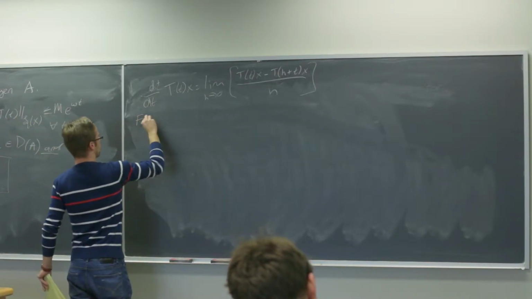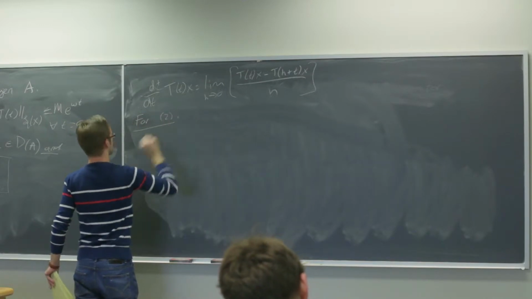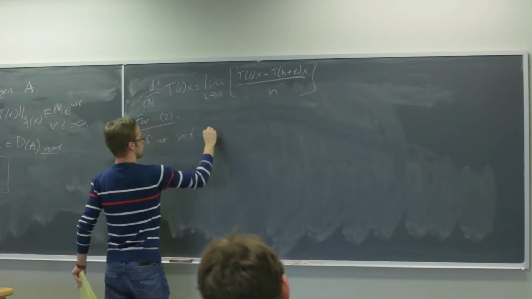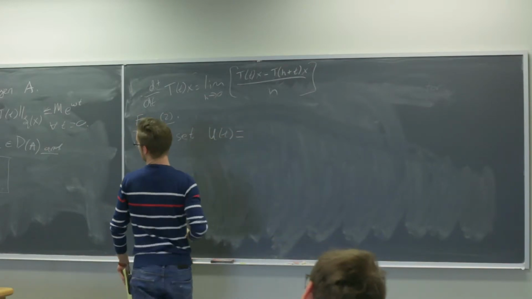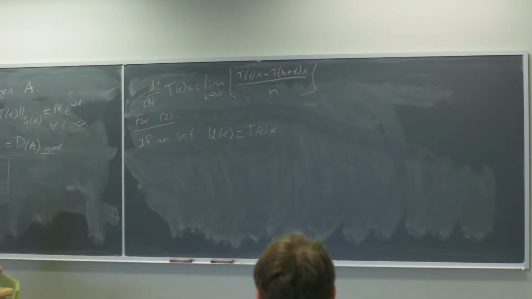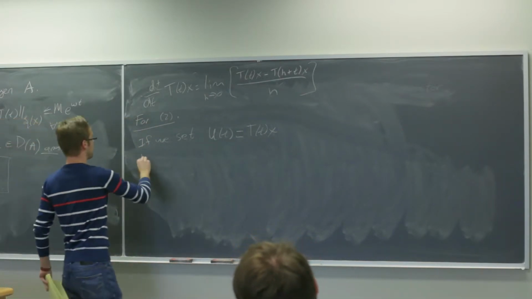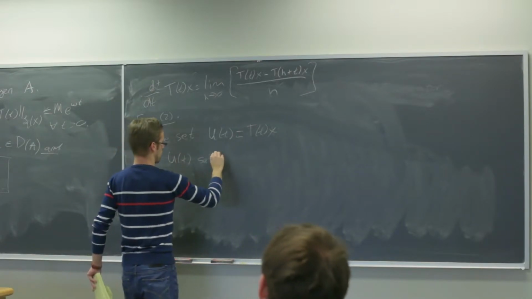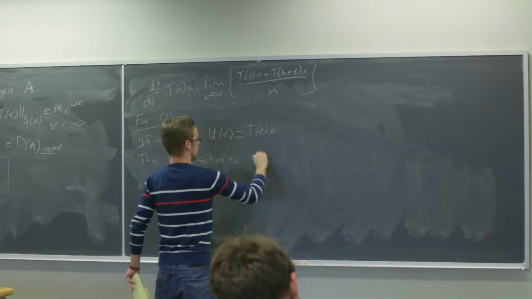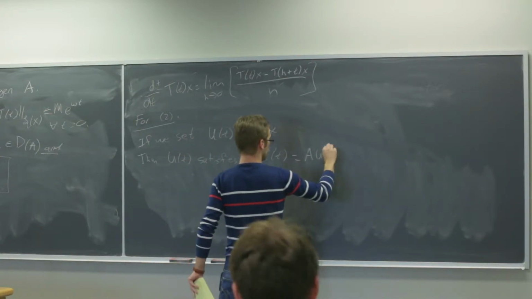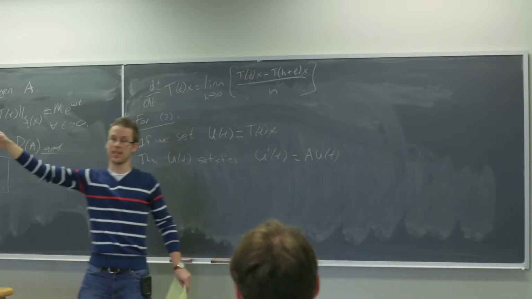So for number 2, if we set u(t) to be the semigroup acting on my initial data, then u(t) satisfies u'(t) is equal to A u(t), which is more or less this without an I.